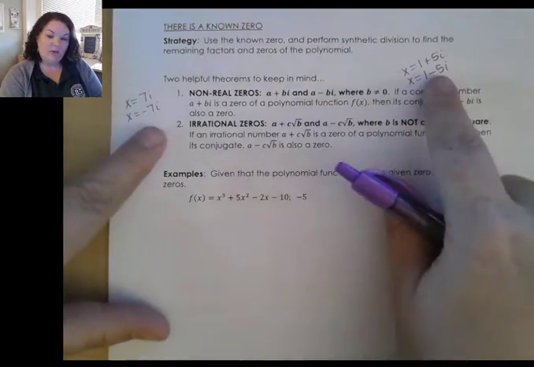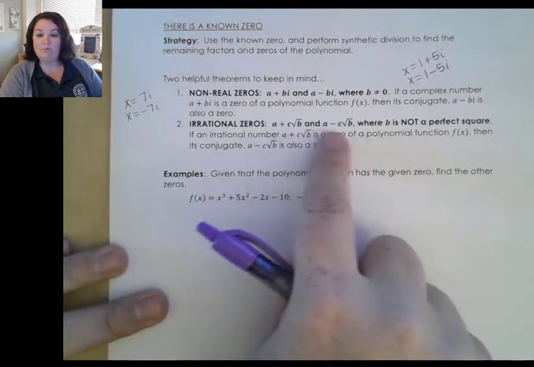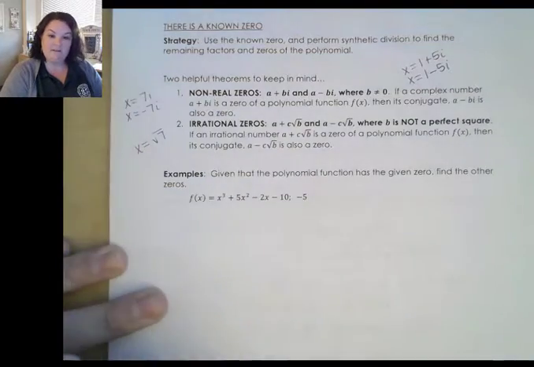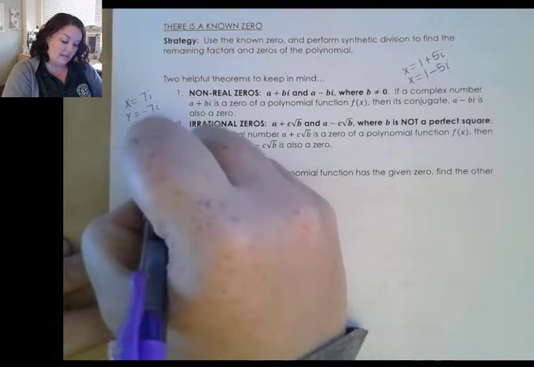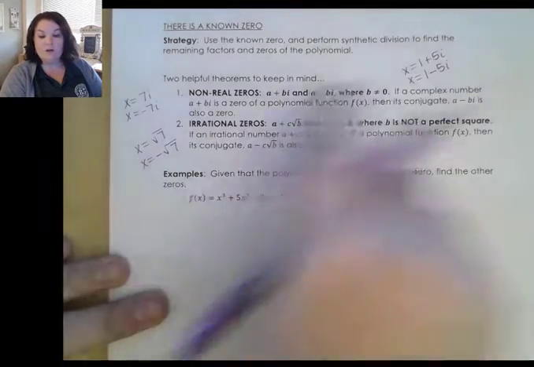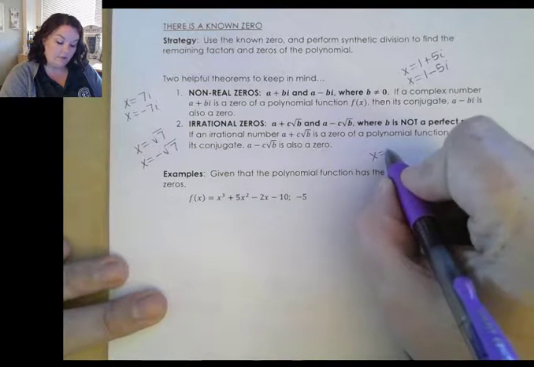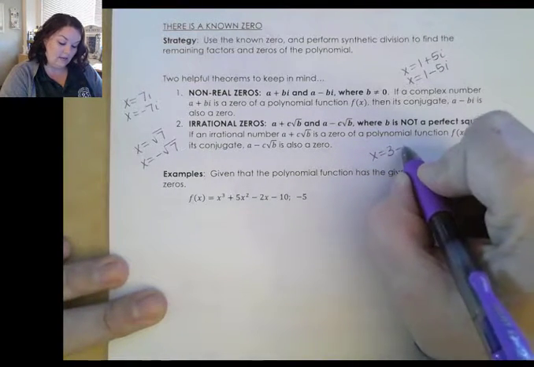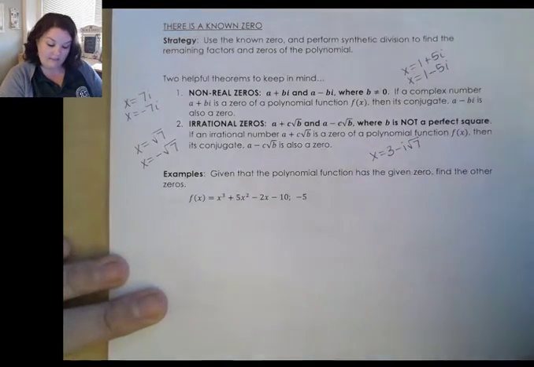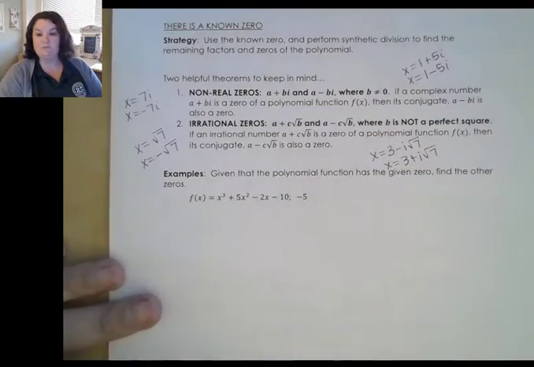Now this is true for both i terms and for irrational zeros, meaning when we have radicals. So if I have something like x equals the square root of 7, then that means x equals negative square root of 7 will also be a zero. Okay? Or sometimes you have a combination of the two. You might have something like x equals 3 minus i square root of 7, something like that, right? Then that means that x equals 3 plus i square root of 7 would also be a zero.